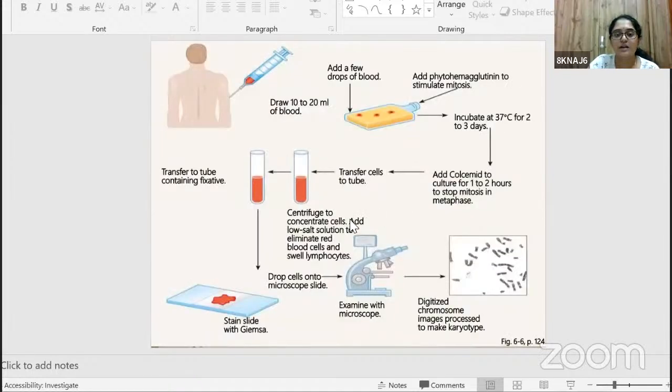For the karyotyping procedure, you draw the blood and add a few drops of the blood to the bottle for the culture. Then add phytohemagglutinin, incubation, followed by colchicine treatment, then transfer into different tubes using a fixative. Before that, you centrifuge the cells and add a low salt solution so that RBCs and lymphocytes are eliminated. Then whatever is left, you add onto the slide for staining, and then you see it with the Giemsa stain. So you are going to get G banding resolution.